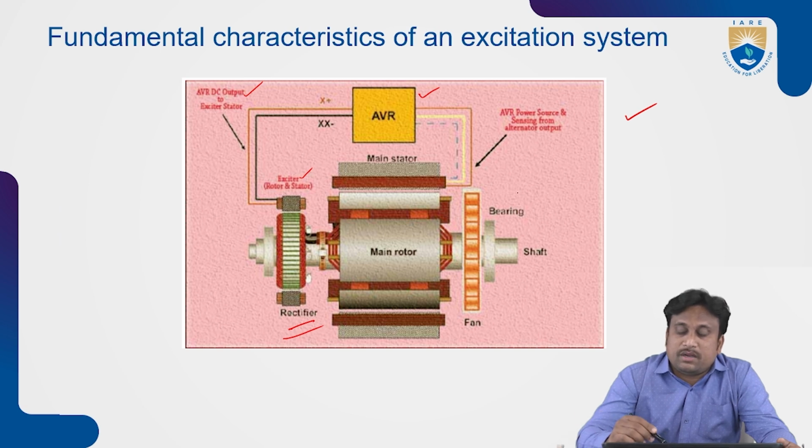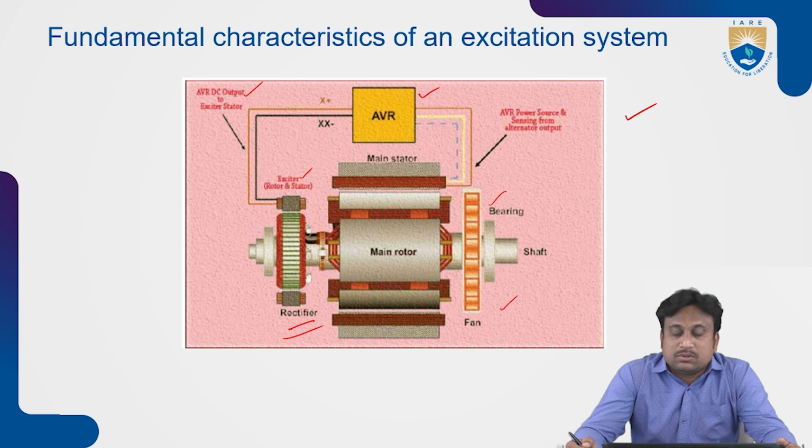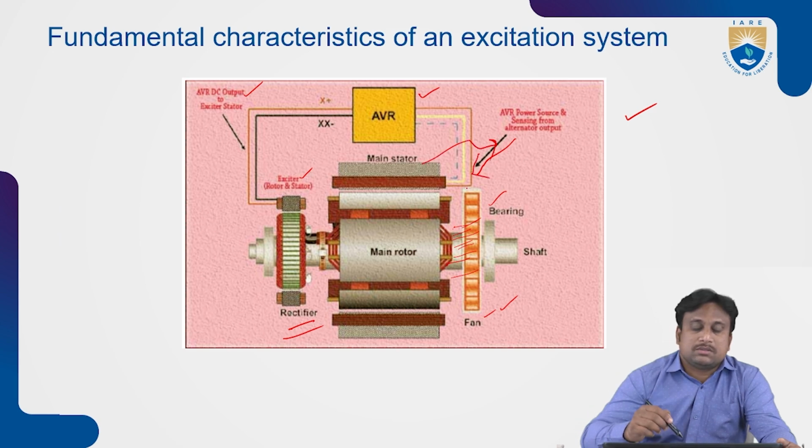Bearings are provided here, which help smooth the system and reduce friction. A fan is connected across, which extracts heat from the internal surfaces of the machine and cools down the temperature. Here the AVR power source and sensing from the alternator output are treated, which connects to the main stator.